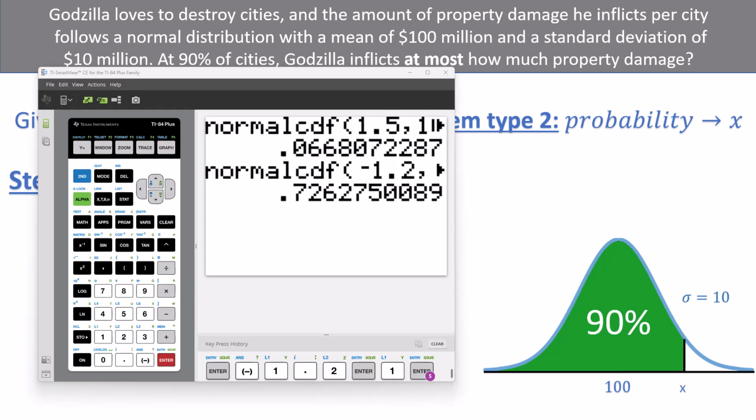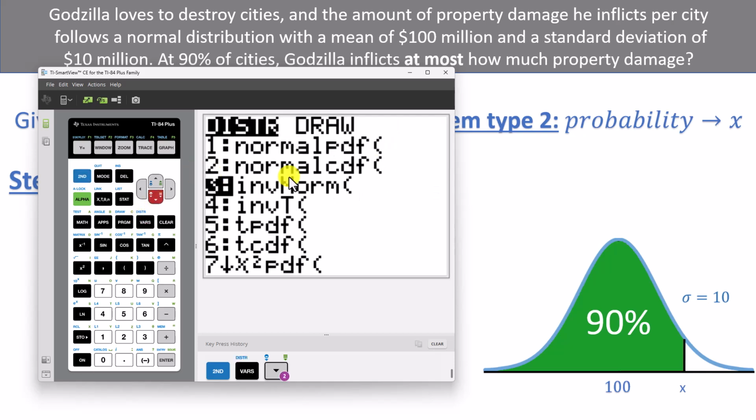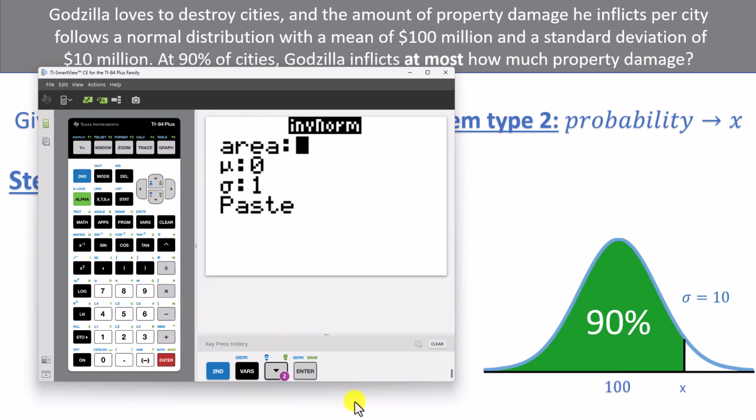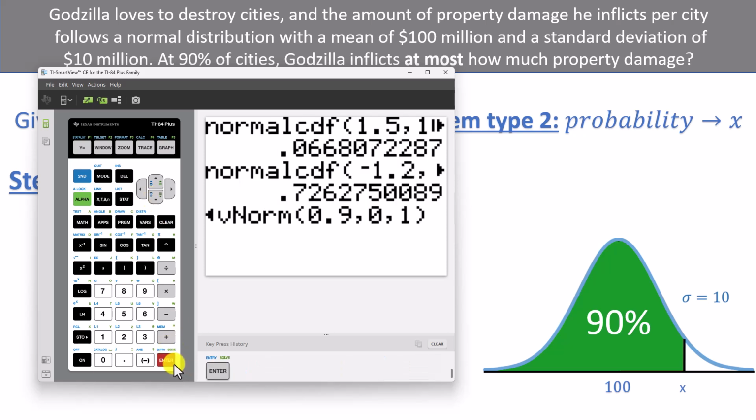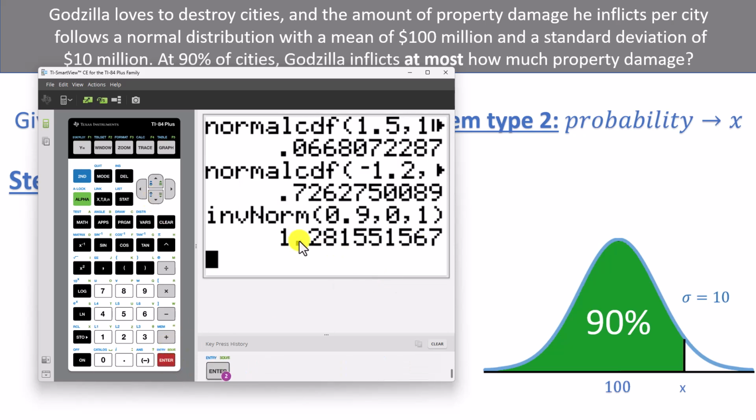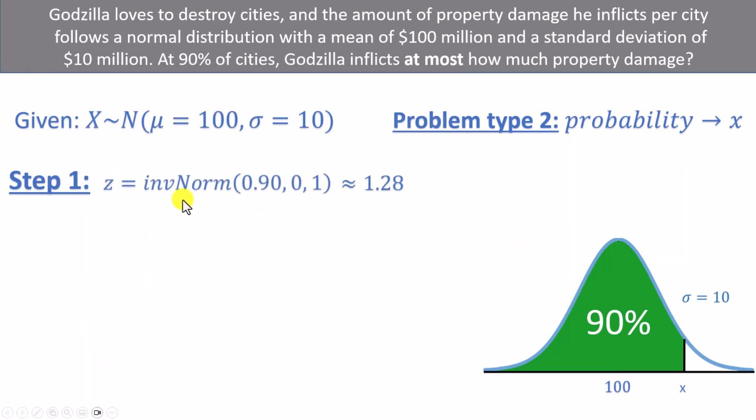So let's grab the calculator. This is under second distribution again, and it's the third option down for inverse norm. The area is going to be the area to the left of this value that we're trying to find, and the area to the left is that 90%. So we're going to put 0.9. And we're always going to leave the mean and standard deviation at 0 and 1. If we paste that, we see that the answer is about 1.28. So here are the inputs, and the answer is about 1.28. So that's step number 1.